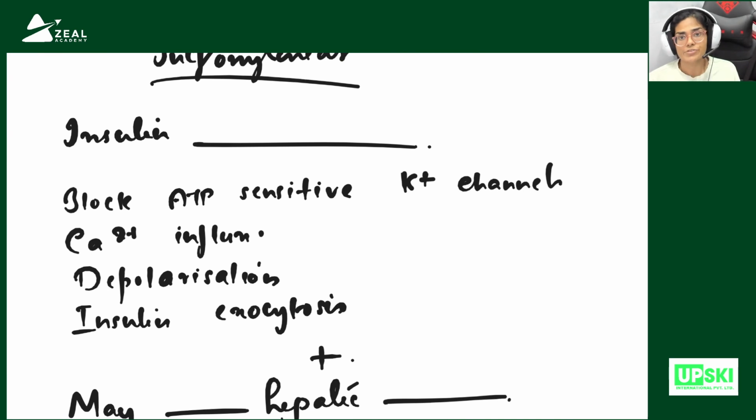Sulfonylureas are not insulin sensitizers. Instead, they are insulin secretagogues. They increase the secretion of insulin from the pancreatic beta cells. That's the meaning of insulin secretagogues.